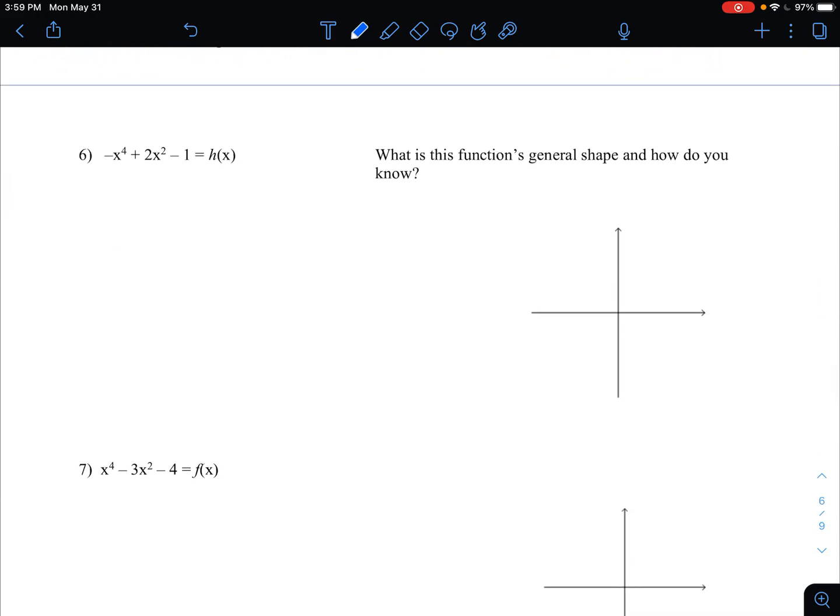We've got a couple more. For this one, right away I'll factor out that negative so the factorization is easier to see.